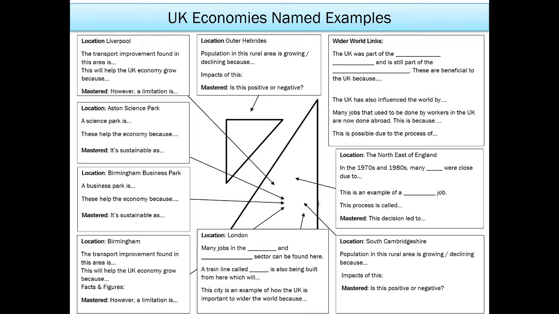So there's about 4 or 5 different concepts that we've learned about. You're going to mind map around your representation of the UK. Once you've done that, I want you to take a picture of this task ready to upload to Class Charts.